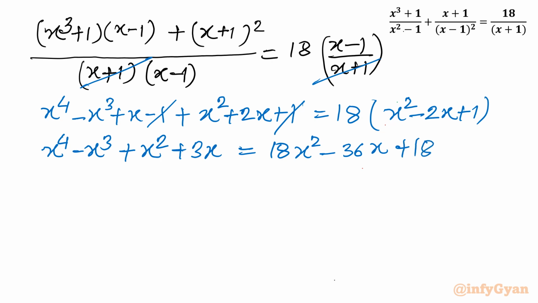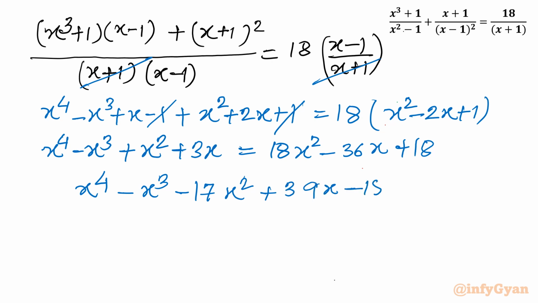Take all the terms to one side. You will get one quartic equation: x^4 - x^3 - 17x^2 + 39x - 18 = 0. This is one quartic equation, you can see.